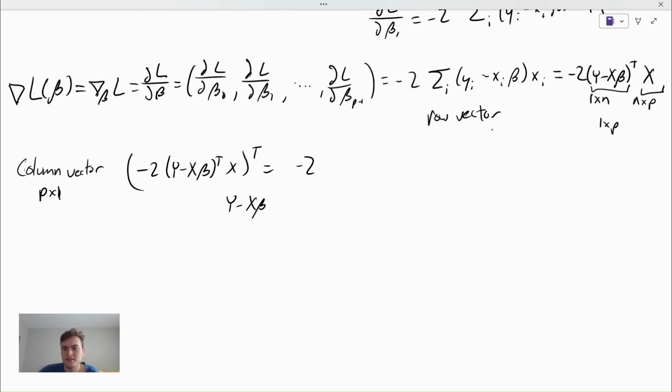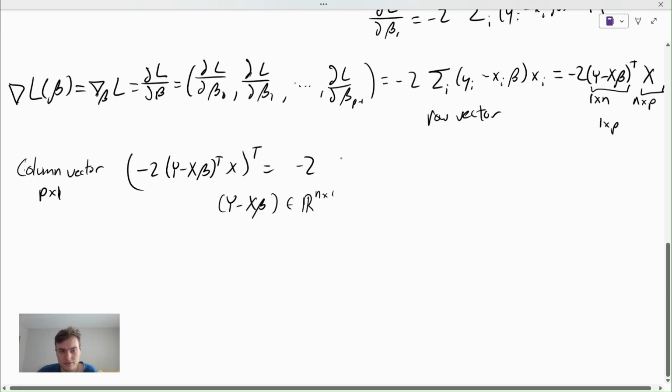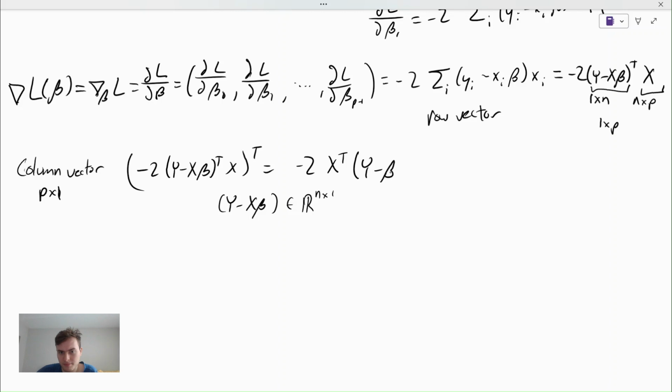Well, yeah, when we do the transpose. But if we just do it like this, then it's n by 1 dimension. So if we skip a couple steps in the simplification, basically we're applying the transpose there and changing the order. So negative 2 X transpose (y minus X beta). And this is a little helpful because we wrote beta as a p by 1 column vector, right? So now that's the same dimension as beta.